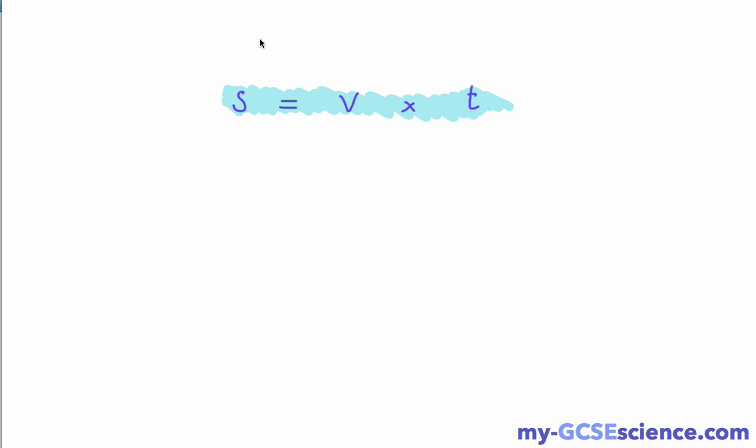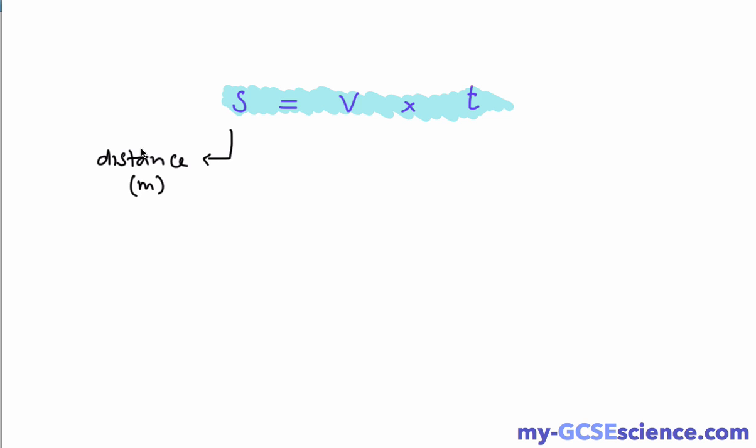Here is a formula that you need to know and to be able to use, and you have to be very careful with this formula because the letters aren't as obvious as you might think. It says S equals V times T. This will be given to you in the exam on the formula sheet, but in this case, when we're talking about ultrasound, the S actually stands for distance in meters.